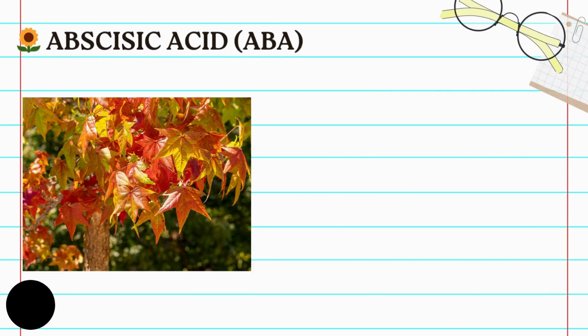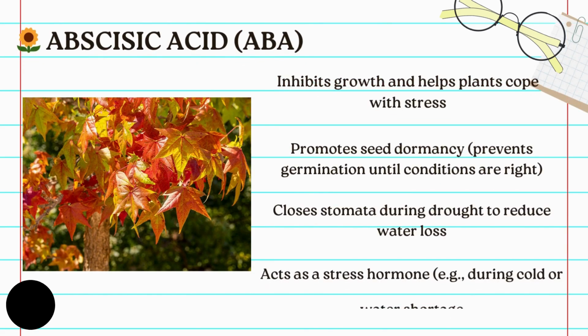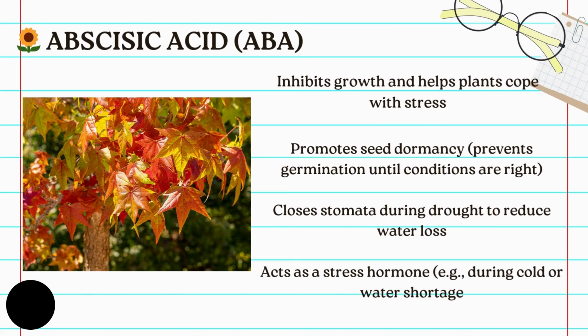Abscisic acid inhibits growth and helps plants cope with stress. This is the hormone that very much causes plants during autumn to turn brown, with the leaves starting to get brown, yellow and orangey. Leaves and flowers are not growing or are falling off, and no fruits are coming in. It's this acid. It promotes seed dormancy, so it prevents seeds from germinating until the conditions are right, until it's springtime.